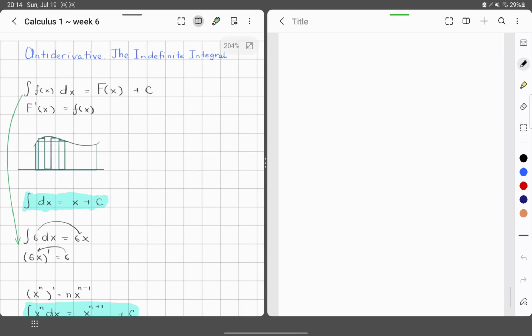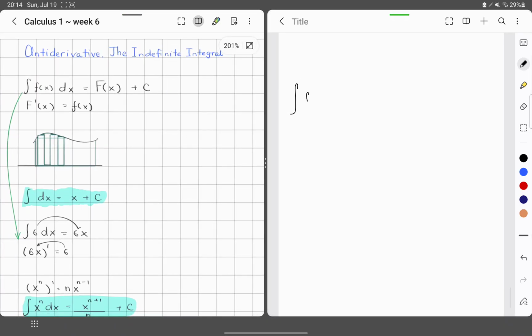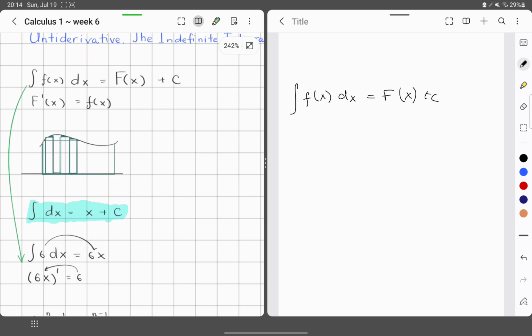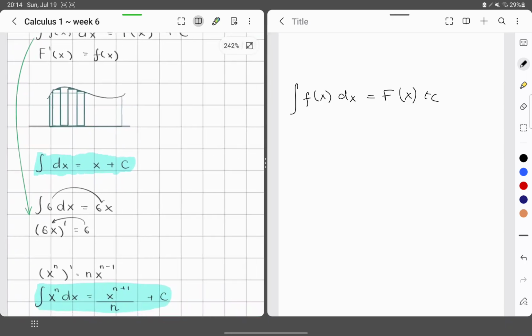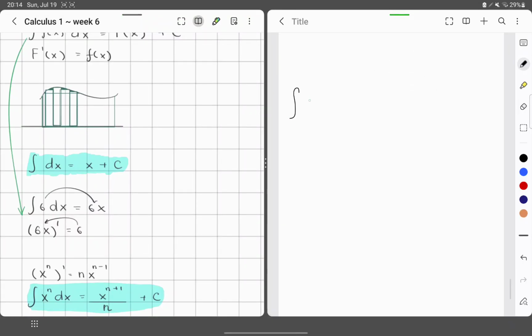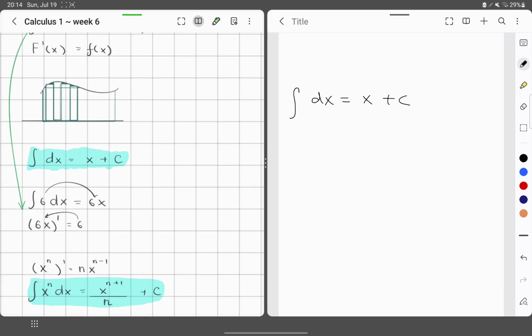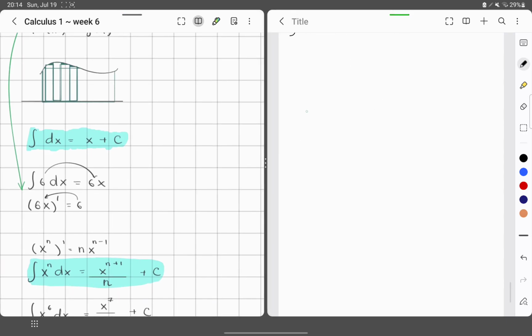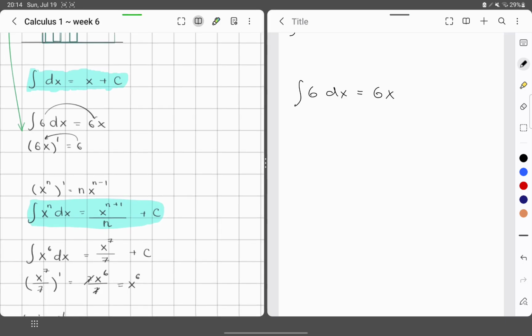Antiderivative, the indefinite integral. So the integral of f'(x) dx equals f(x) plus c. Okay, the integral of 1 dx equals x plus c. Example, let's do this with examples. The integral of 6 dx equals 6x plus c, by the way, plus c, or the reverse.